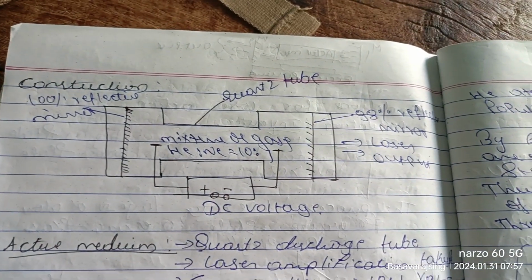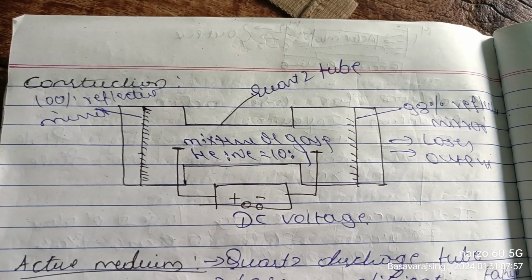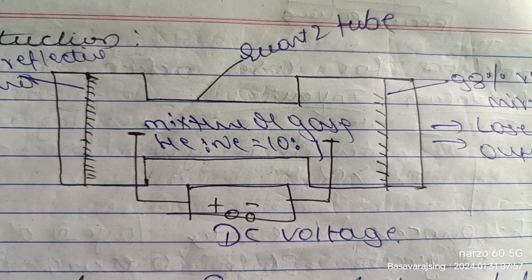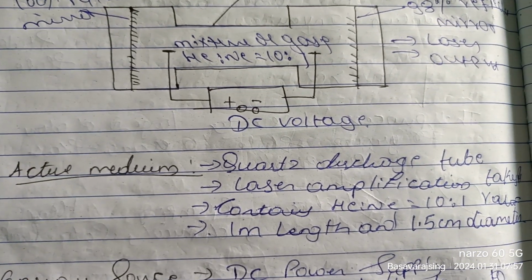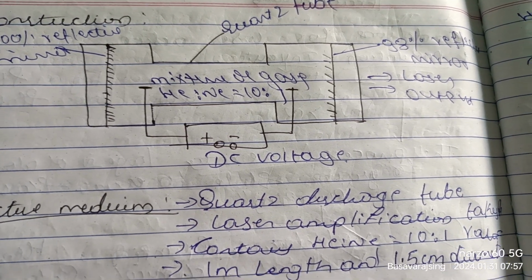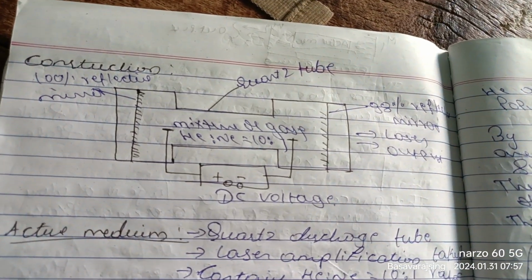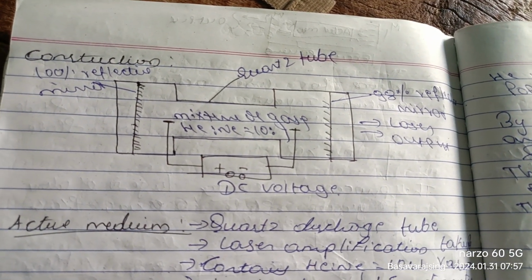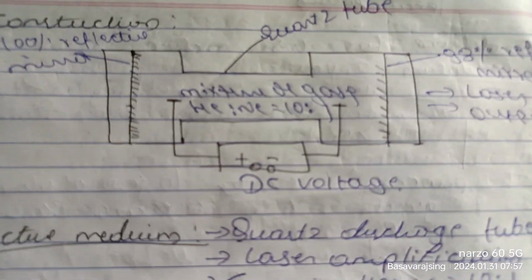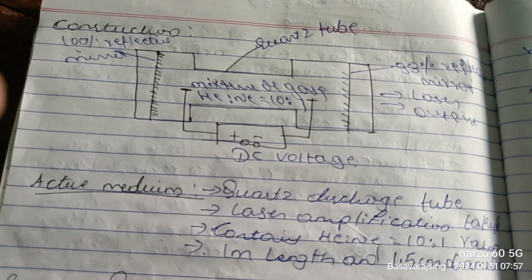We come to the construction of the helium neon laser. Firstly, as in any laser, there is a 100% reflective mirror, a 98% reflective mirror, and a quartz tube. The quartz tube acts as the active medium where the laser amplification takes place. Here the gas ratio is 10 to 1, helium to neon. Helium atoms are only used to make the metastable state or population inversion in the neon atoms. A DC voltage acts as the energy source. The optical resonant cavity means the mirrors M1 and M2.